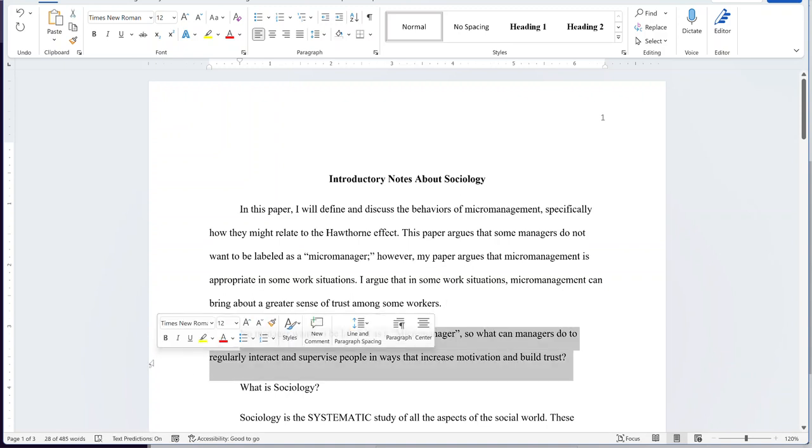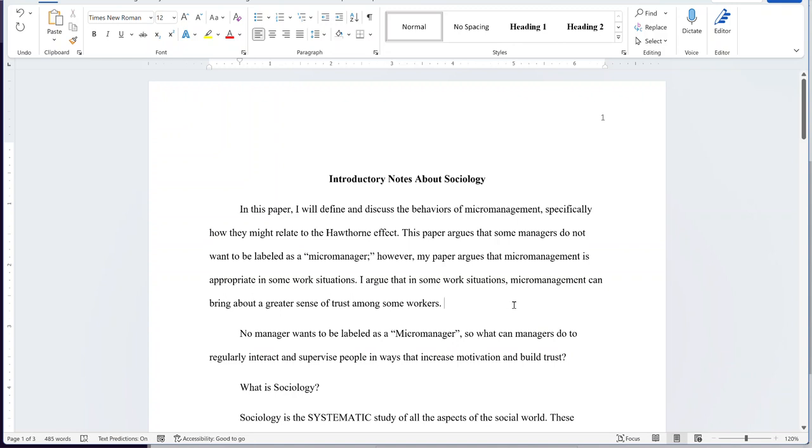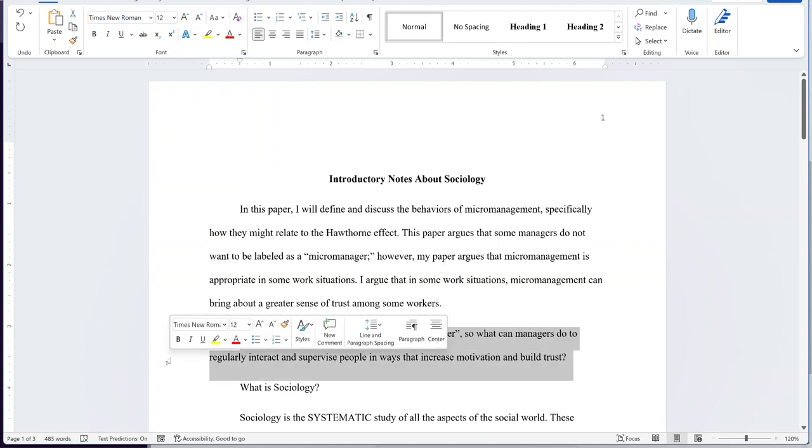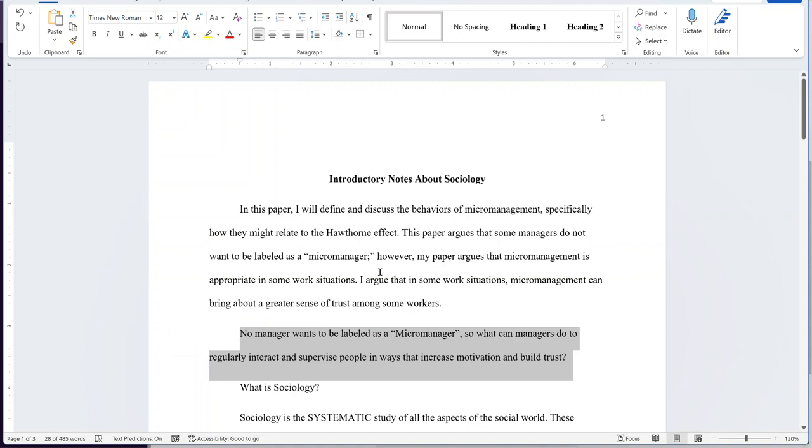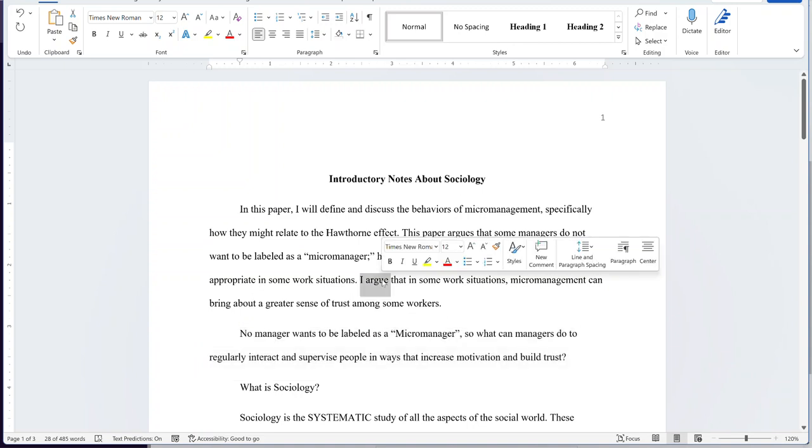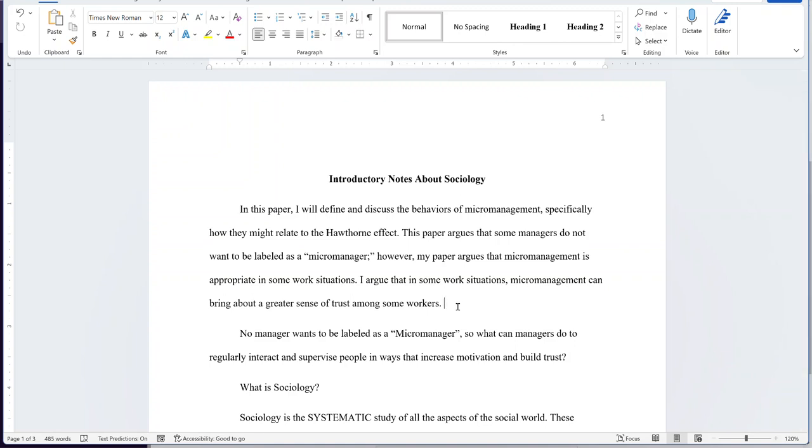now if I'm going to make that kind of a statement, I need to be able to support that. So I better be able to go into the literature and find where we just were. I better find some things that are going to support this argument. This is my position in my paper: in some work situations, micromanagement can bring about a greater sense of trust among some workers. Well, what would be a situation where that might exist? It's unlikely that this would be true at an executive level.